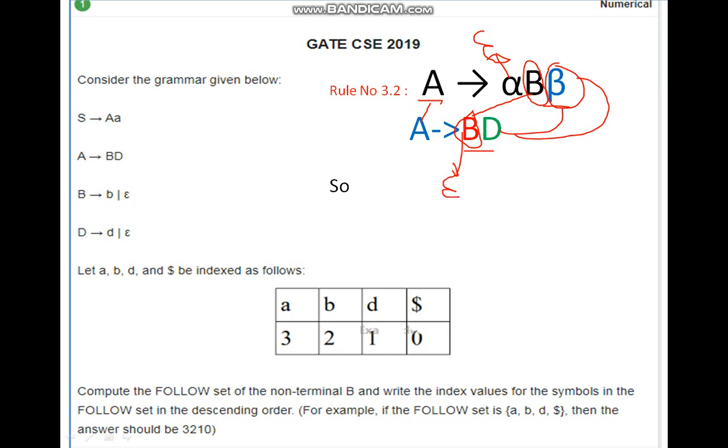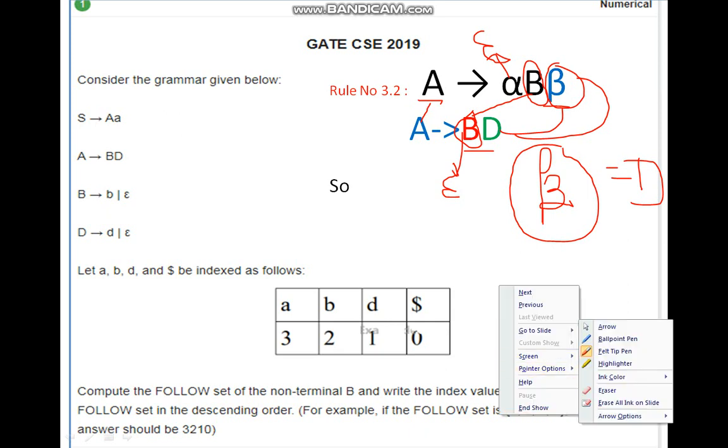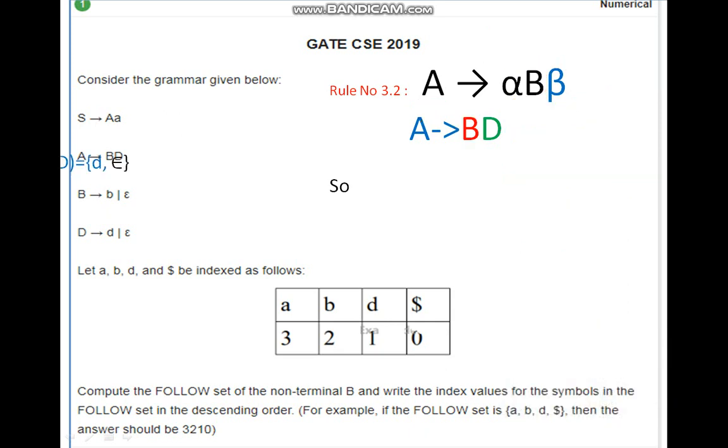Okay, once you identify beta, you need to identify first of beta, then you will decide which rule you have to use. So what is beta? Beta equals D here. First of all, try to find out first of beta. Look at here. So what is D? D is beta here. We have already compared this beta with this one.